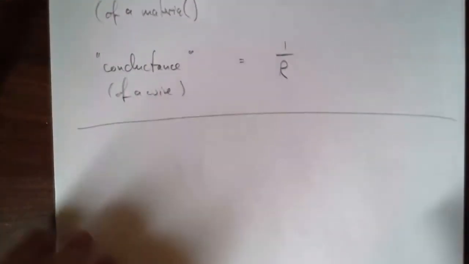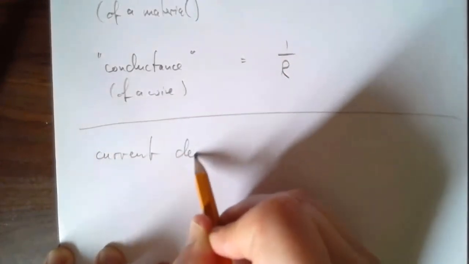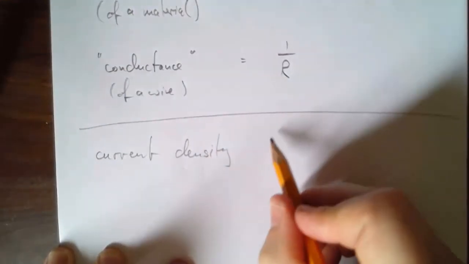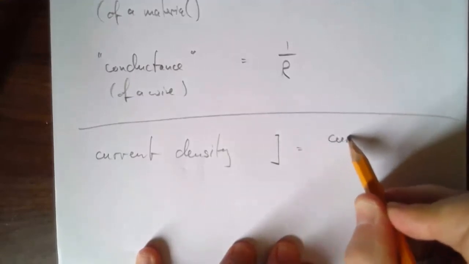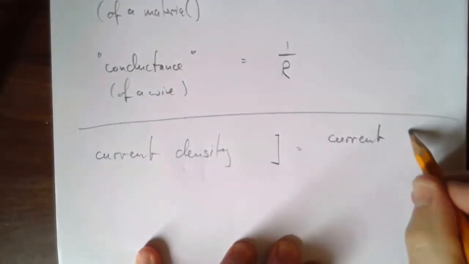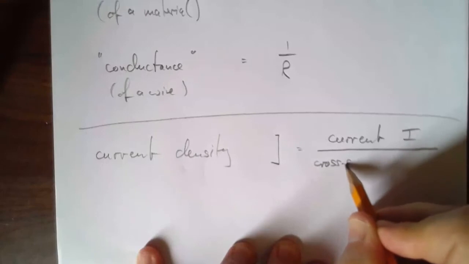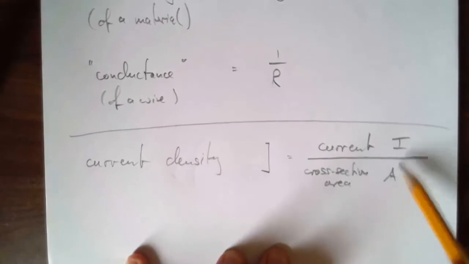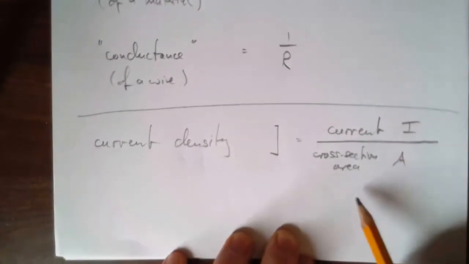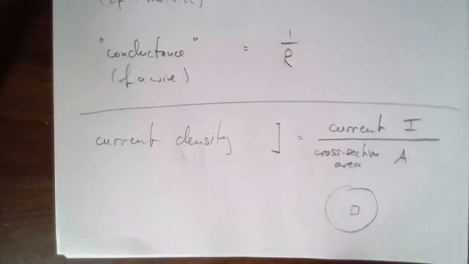Another concept you might come across is the current density. It's usually given the letter J, capital J, and that is the current I per cross-section area A. It's sort of eliminating the A dependence of the current by asking, if this is my cross-section of a wire, how much current is going through it per, say, square millimeter.